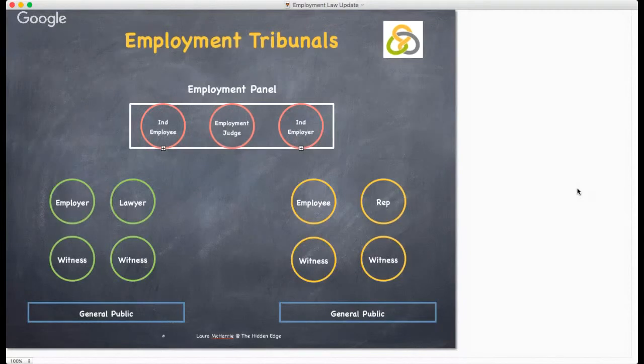If you disagree with the tribunal decision, you can ask the tribunal to reconsider. You must write within 14 days, and there is a fee to be paid if you wish to appeal.